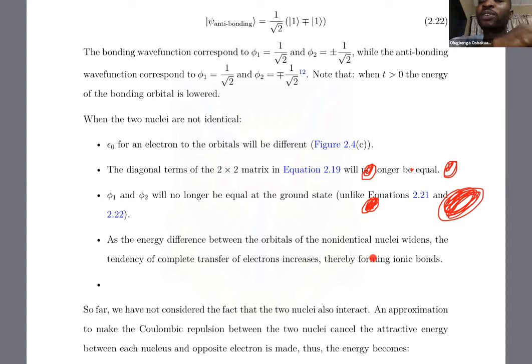Because the two atoms we are considering are identical, their energy levels are the same, so their electronegativity values are also the same. That favors covalent bonding. But if there are two different atoms with electronegativity values wide apart, we would expect more ionic bonding. We'll have a higher tendency to form ionic bonding compared to covalent bonding.